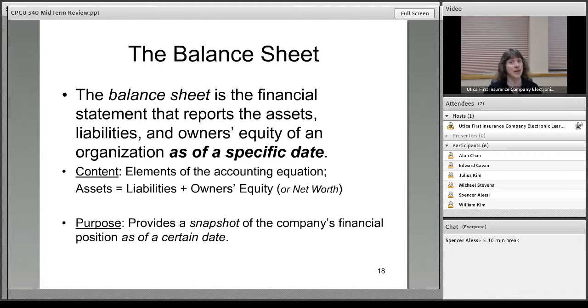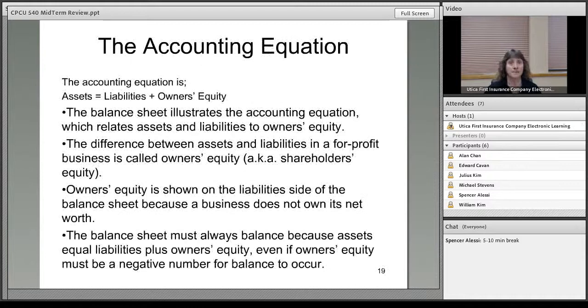liabilities and owner's equity. That's that accounting equation. It has to always, always, always, always balance. Assets has to equal liabilities plus owner's equity, and any way you shuffle around that formula. The accounting equation, like I said, you've got to know it. It illustrates the balance sheet.